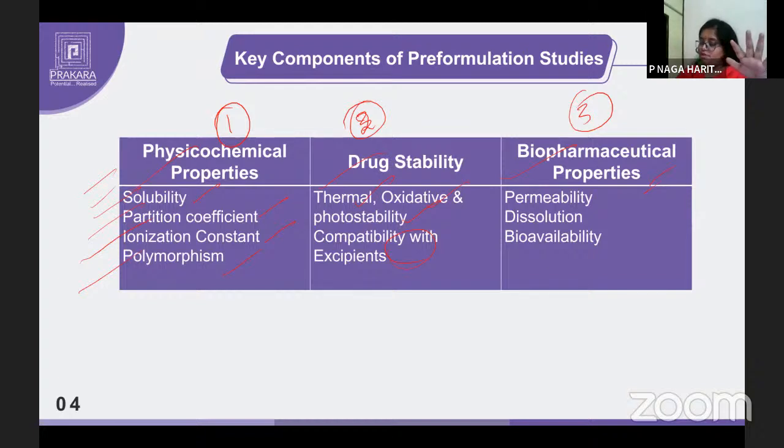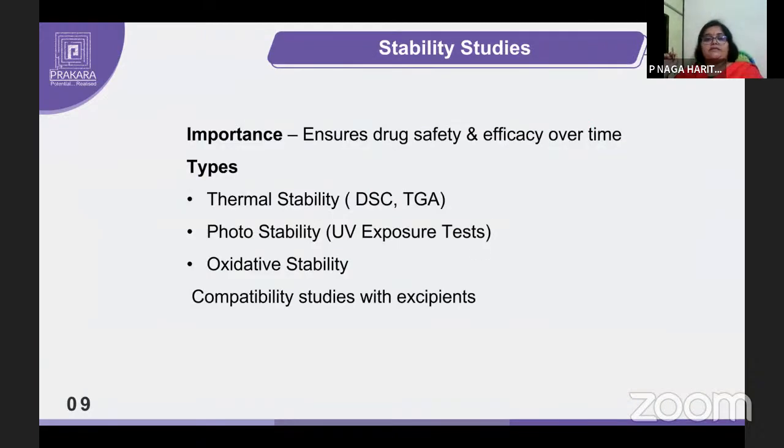Now we are going for the drug stability. So coming to the stability studies, here the stability studies always ensure that the drug retains its safety, efficacy, and quality all along the shelf life of the product, right? So the importance of this stability is that it always ensures the drug safety and efficacy over time.